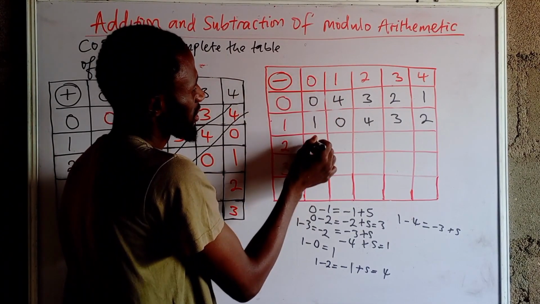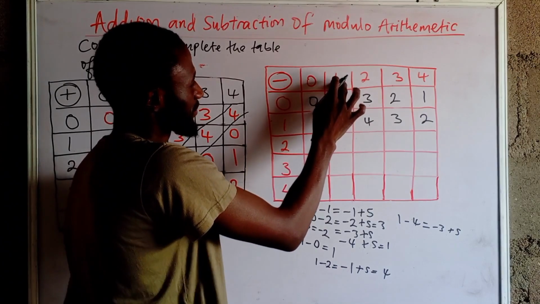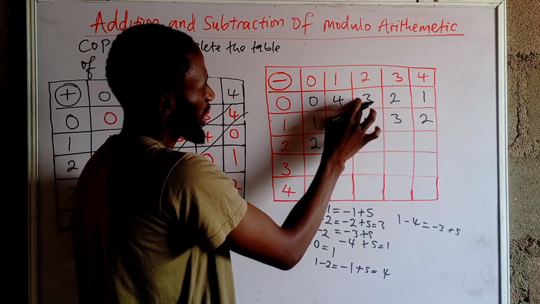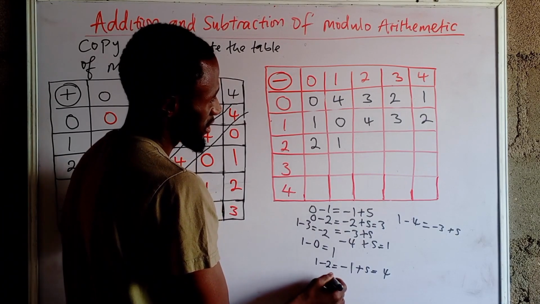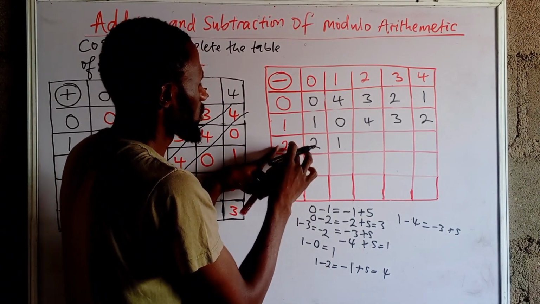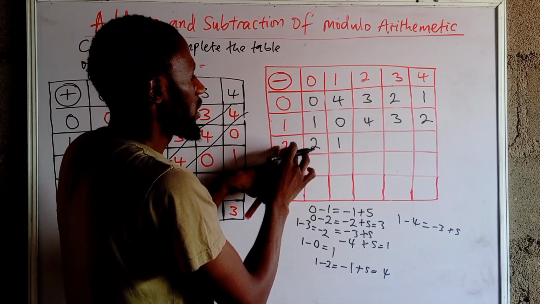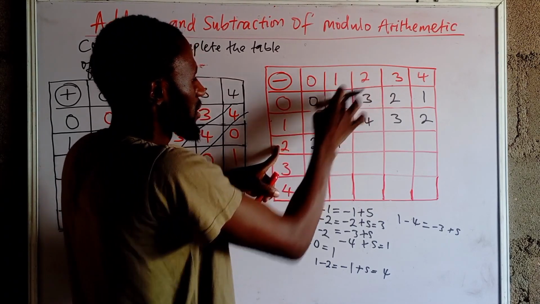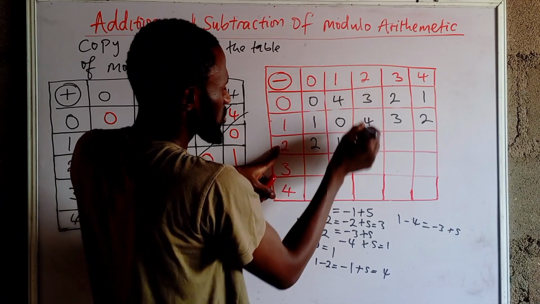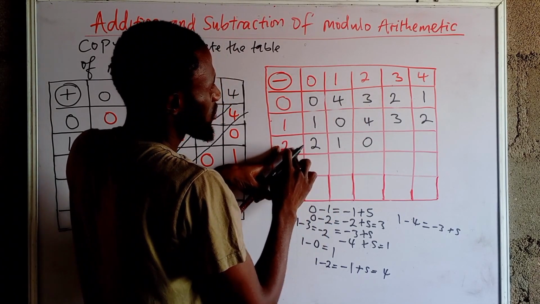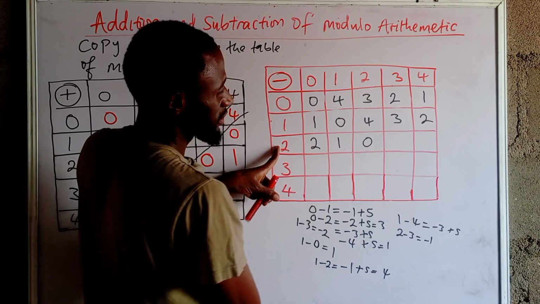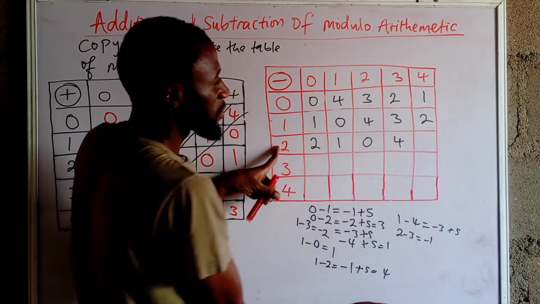2 minus 0, here is 2. 2 minus 1, here is 1. 2 minus 2, here you get 0. 2 minus 3, here you get minus 1. Minus 1 plus 5, here you get 4.